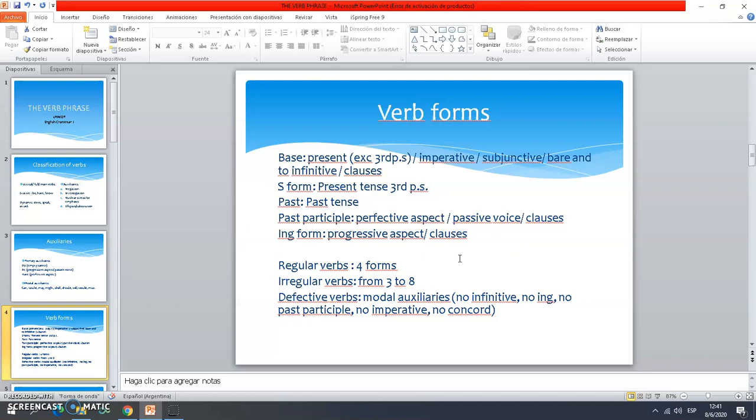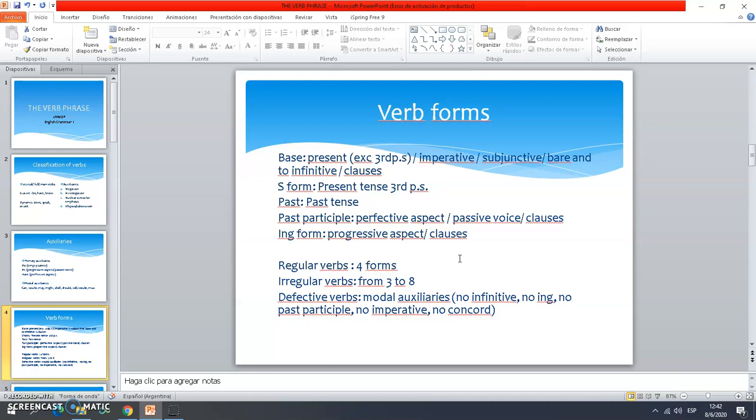In terms of the number of forms each verb has, well, it depends. Regular verbs have only 4 forms. Think about that. Yes, of course, they have a base form, an S form, an ing form, and one form that corresponds both to past and past participle, okay? I have play, plays, playing, played.